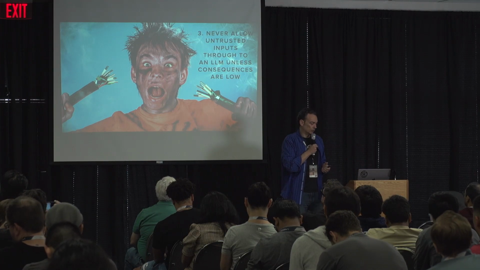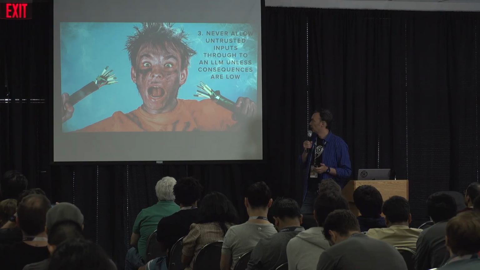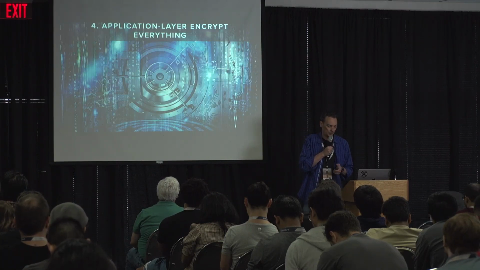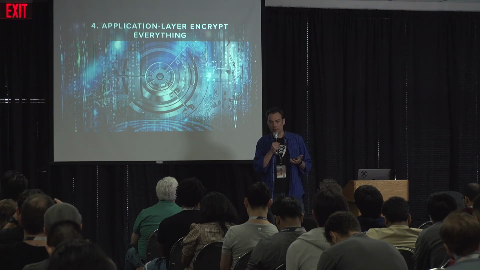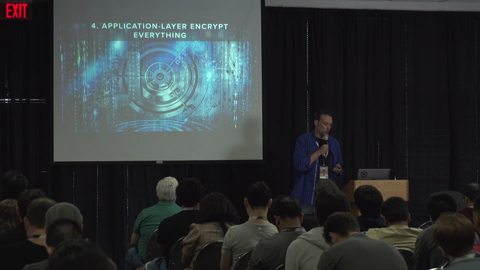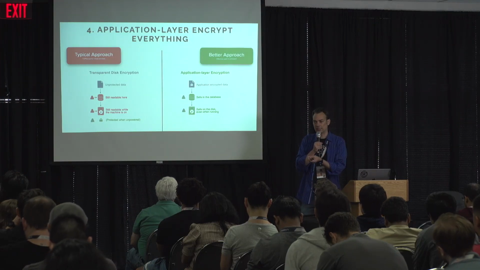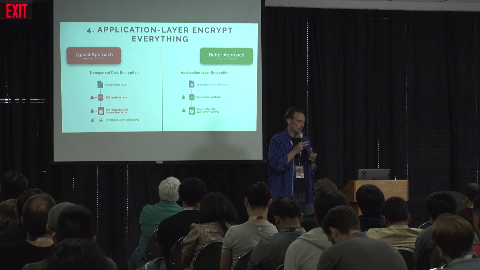Third one is never allow untrusted inputs through to an LLM unless consequences are low. I would be very, very cautious about that and thoughtful about it if you have that power. And then the fourth thing is we recommend application layer encrypting everything. That means encrypt before you store. It's a pattern that means that on a running service, the data is still protected if someone gains access to the data store, and you just have specific places where that can be accessed, okay?